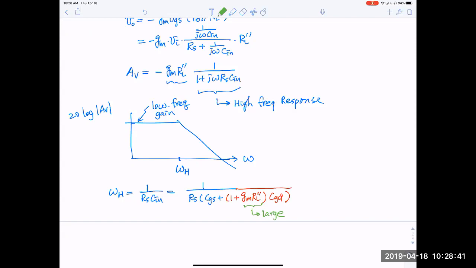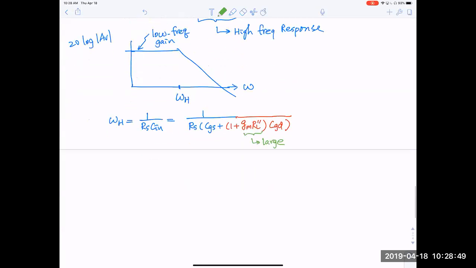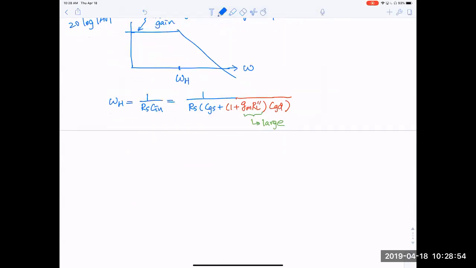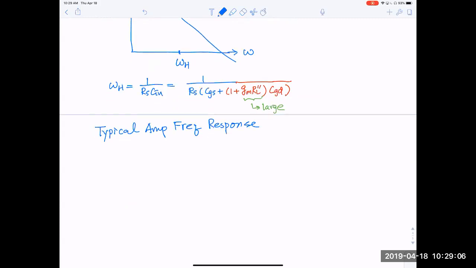Omega h depends on the value of this expression. High frequency means, what does high frequency mean? A typical amplifier, frequency response. This is at the beginning of the lecture last time.